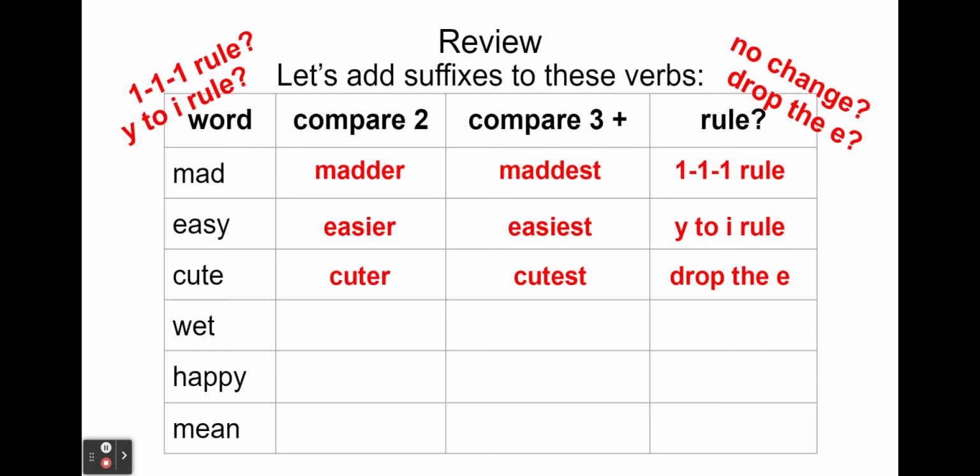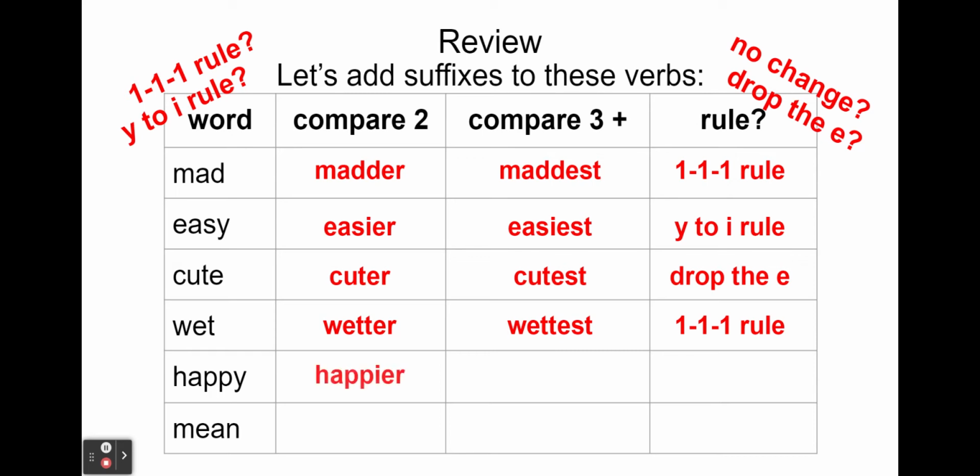Ready to check wet? You bet. Wet, wetter, wettest. What rule did you use? Bing, bing, bing. The 1-1-1 rule is correct. Happy is our next one. All right, checking it out.